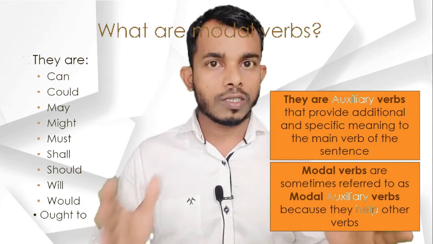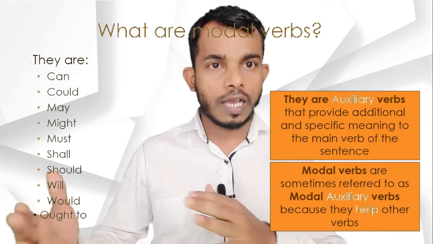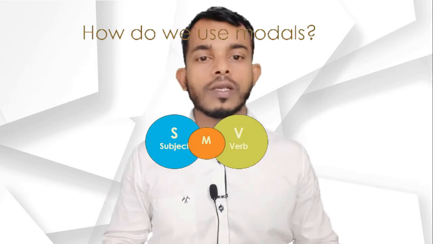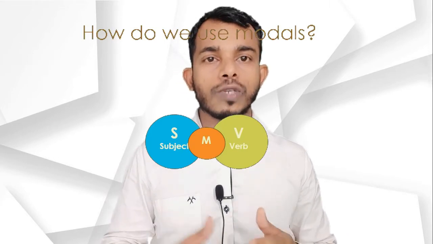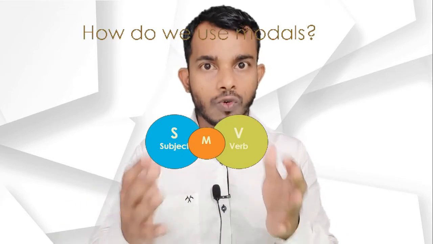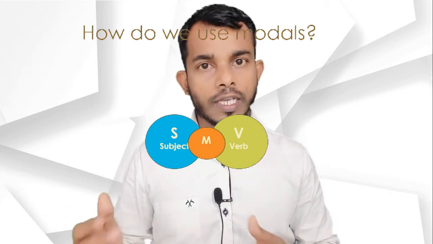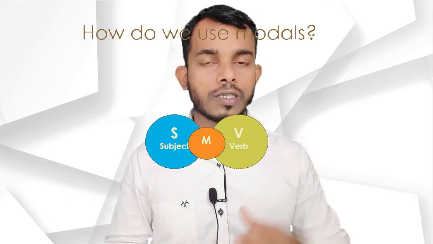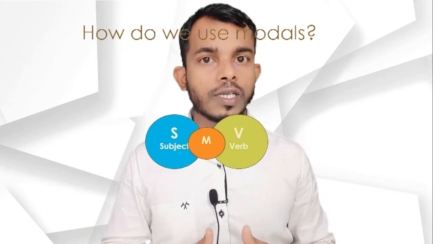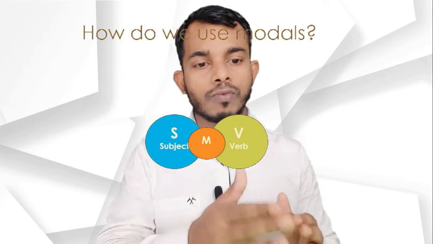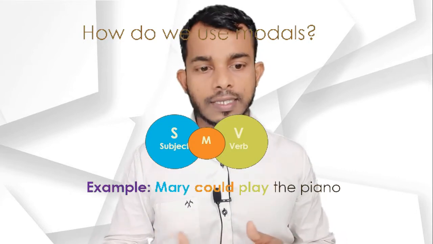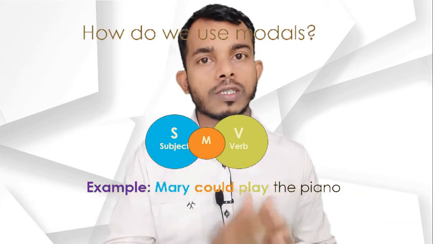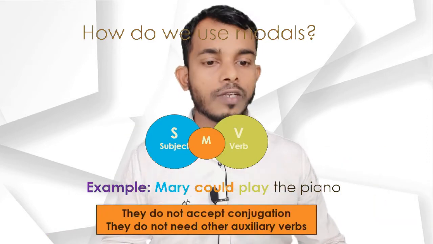This is roughly what modal auxiliaries are. We have already covered this part, that's why I'm going faster. Then we said how we use modals in a sentence. Generally a sentence starts with the subject, and after the subject a verb comes. In between the subject and the verb we use the modal auxiliary. For example, Mary could play the piano. Between Mary and play we used the modal could.